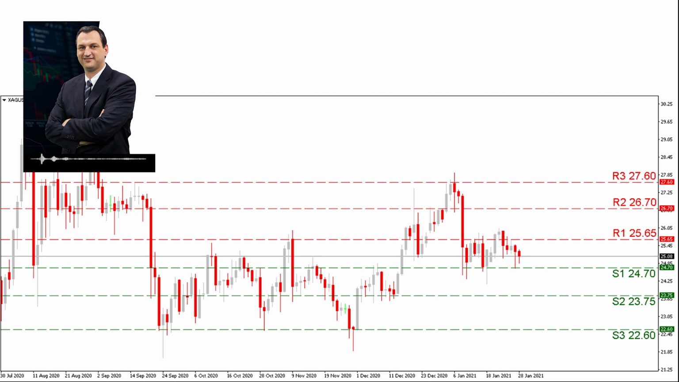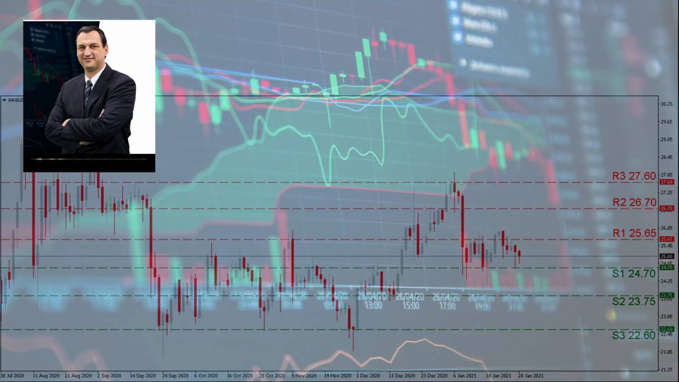Overall, in a more long-term view, the precious metal remains in a sideways motion trading between our R3 2760 resistance level and the S3 2260 support level since August 2020.